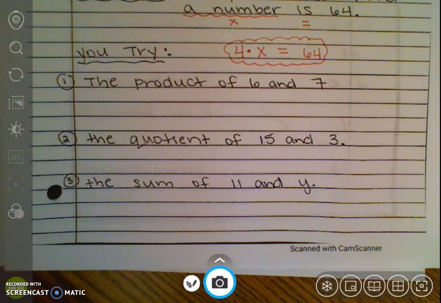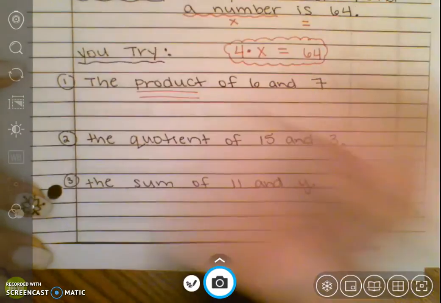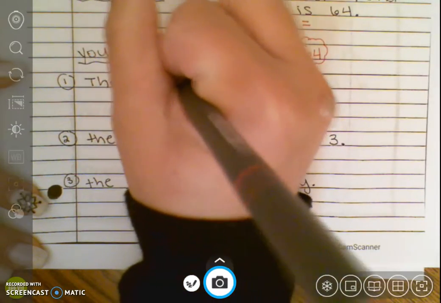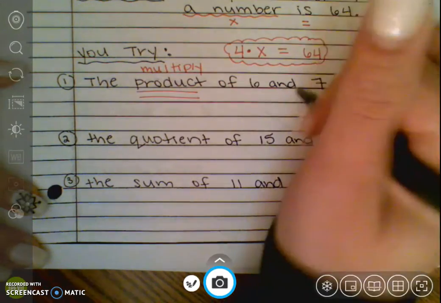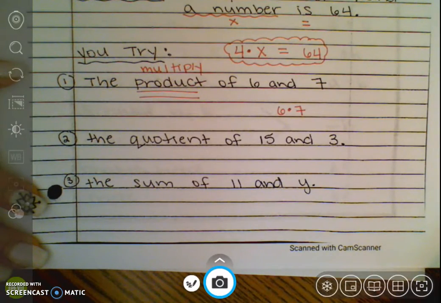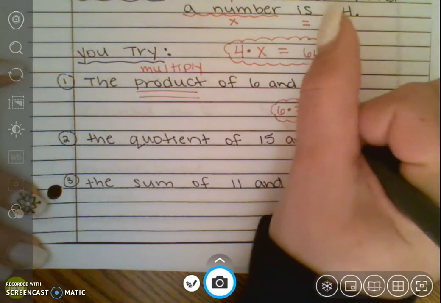By now, since you are playing this video again, you should have already paused it and done these 3 problems. Number 1, the product of 6 and 7. The first thing you need to know is, what does the word product mean? Product means you're multiplying 6 and 7. So you have to do 6 times 7. And for these, you are just writing them, you're not actually working out the math. So 6 times 7 is your answer.